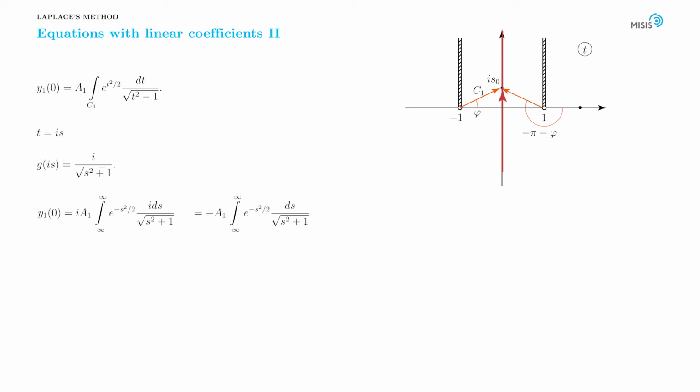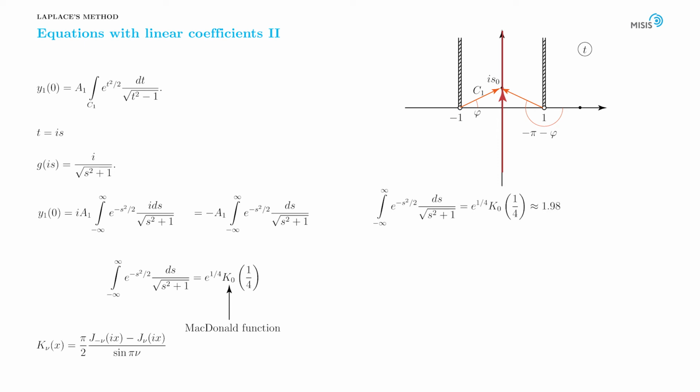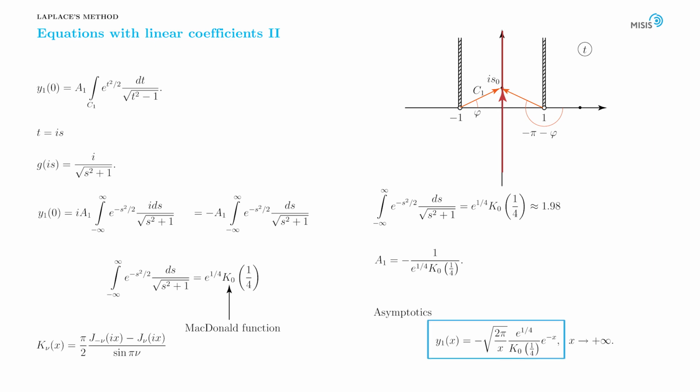The integral is expressed via the so-called Macdonald function, which is a simple modified Bessel function of the imaginary argument. For reference, I'll give you the corresponding formula, but you may treat this integral as just a number. For us, it's enough to know that the integral is approximately equal to 1.98. As a result, we have the following analytic and numeric expression for our integration constant for solution, A1. And here is the answer for the asymptotics of our solution, y1 of x.